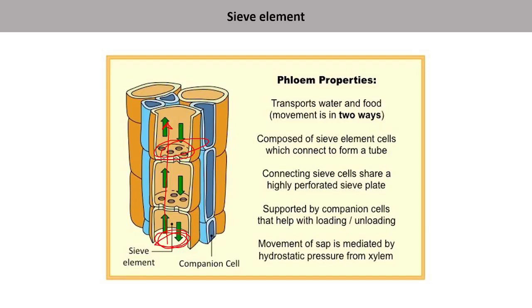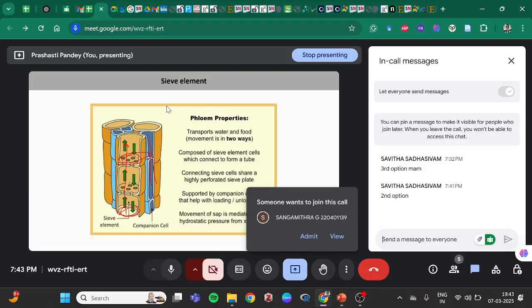Because these tubes are quite large in diameter, there are companion cells to support them. After every sieve plate, you see some companion cells which fit in the places in between.